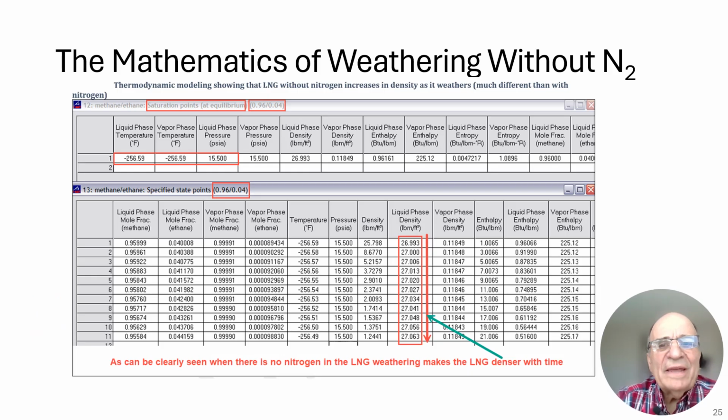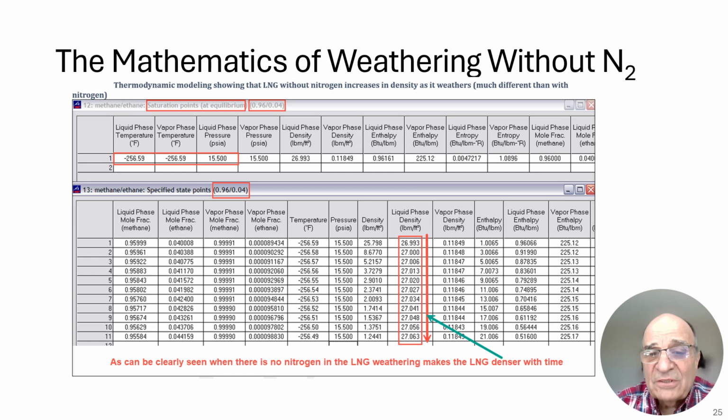Let's take a look at the mathematics of weathering without nitrogen in the LNG. This is a composition of 96% methane, 4% ethane. And over a period of time, it loses some of its methane concentration in the liquid form, and the percentage of ethane actually increases over time.